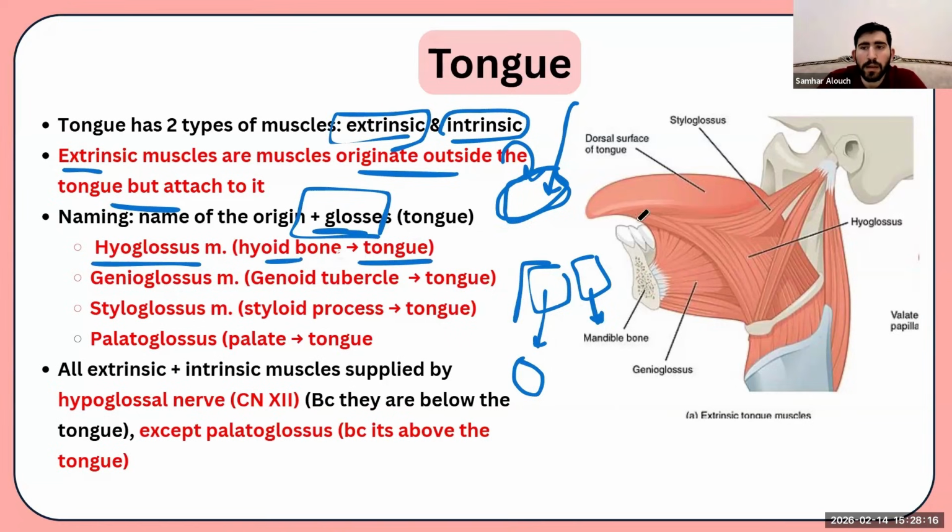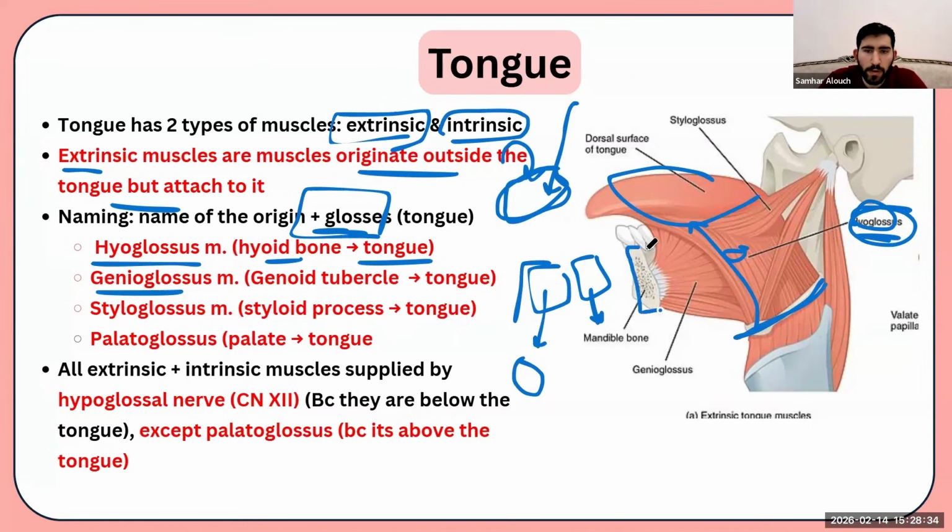Okay, you can see it here. Okay, this is the hyoglossus. This is the hyoid bone, and this is the tongue. It originates from the hyoid bone to the tongue. So that's hyoglossus. Then we have genioglossus. And genioglossus is from, here we have a bone called the mandible. It has a genial tubercle. A part of it is called the genial tubercle. And the muscle originates from it. So genioglossus. Okay. Then we have the styloglossus, which is from the styloid process to the tongue.